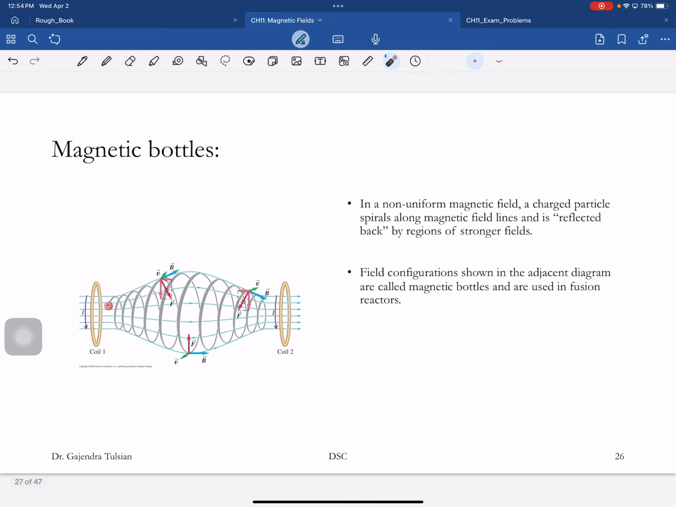All right, let's see how we fix that. Okay, so what is this indicating? This is a stronger magnetic field. This is a weaker magnetic field. This is a stronger magnetic field. This fellow here is called a magnetic bottle.